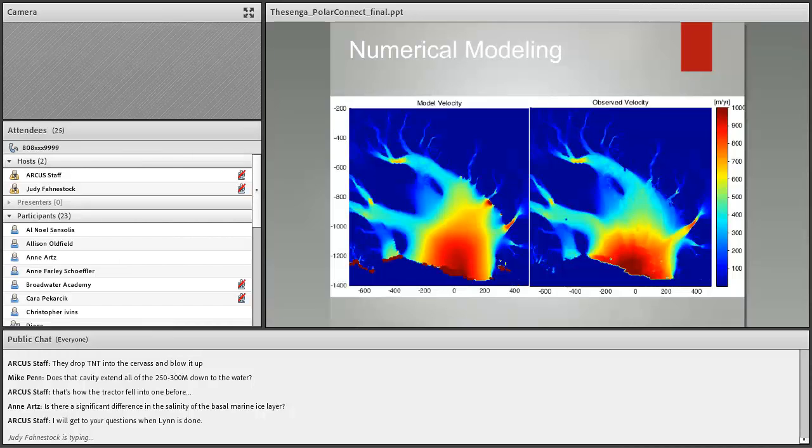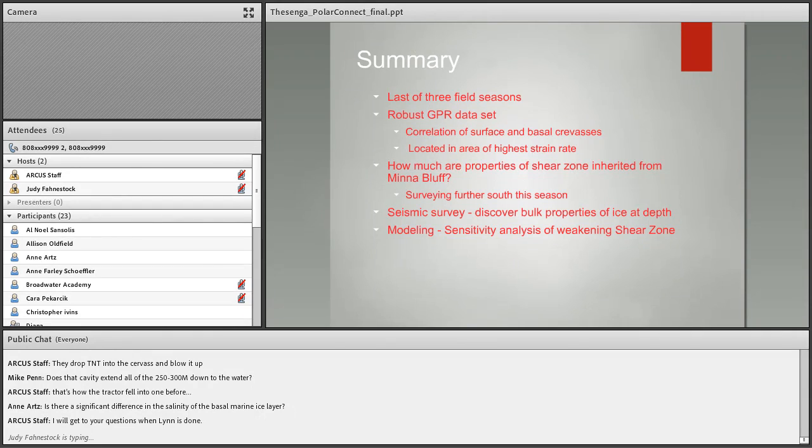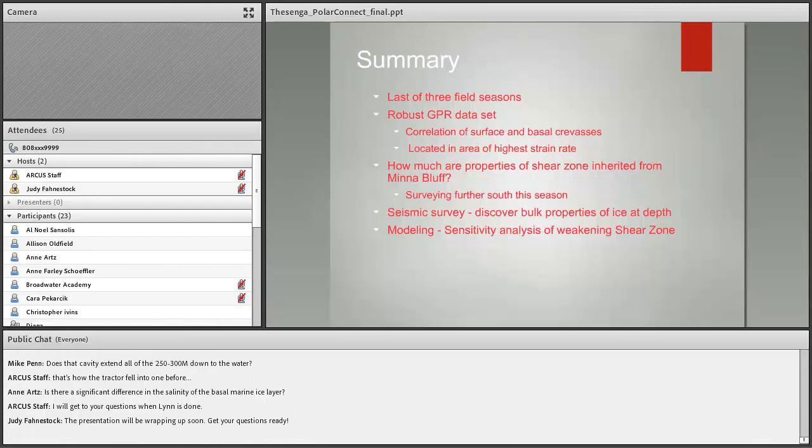So in summary, we're completing our last of 3 field seasons. We've acquired a robust GPR data set where we've picked up on surface and basal crevasses in the same location, and they match with our GPS strain rate grid, so where that shearing is occurring. And this year we're hoping to see how properties of the shear zone are inherited from Mina Bluff, so the rifting from upstream. That's why we moved our survey grid. And this year we're also doing a seismic grid to understand the ice at depth. And finally, I'll be putting all of that information into a numerical model.